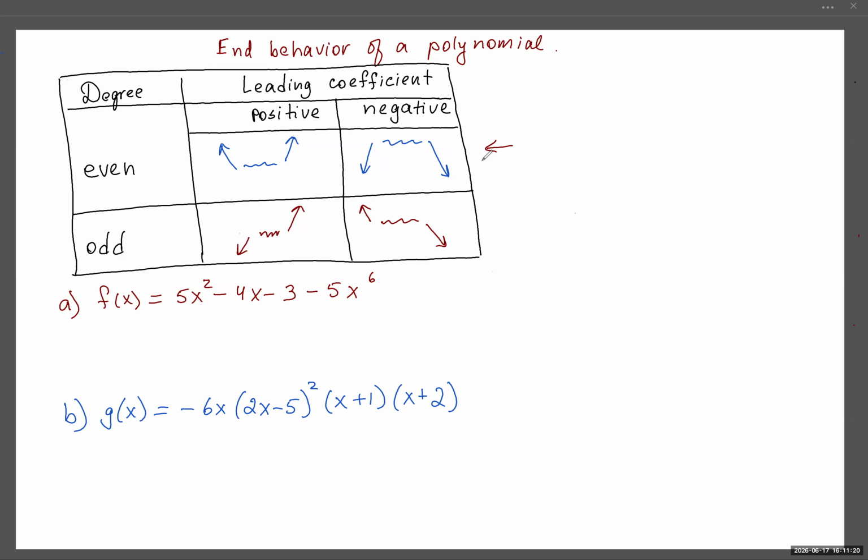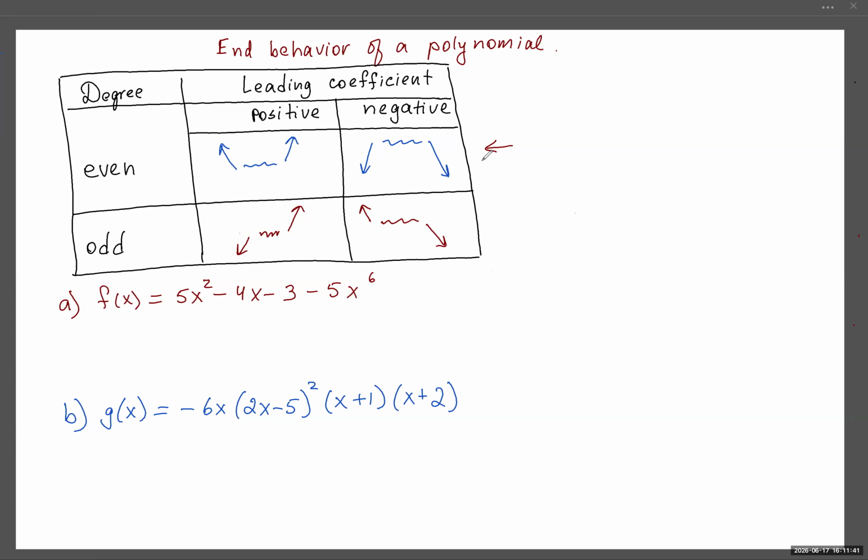So the functions, the polynomials, they can have even degrees and odd degrees, and the leading coefficients can be positive or negative. So depending on whether the function is even or odd and whether the leading coefficient is positive or negative, that's how we determine the end behavior. So let's look at some examples.